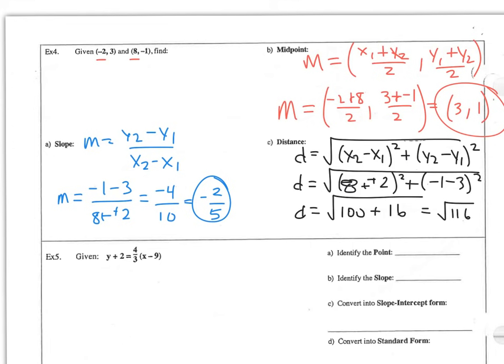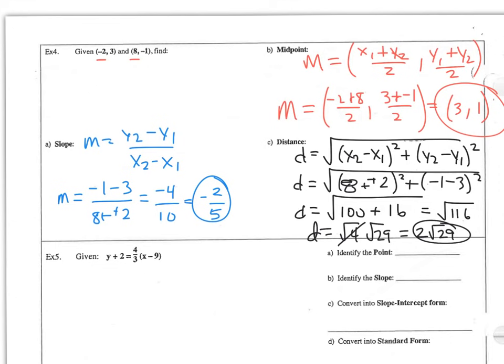All right, now one of the things that we can do with this is remember that 116 is divisible by 4. It is equal to the square root of 4 times the square root of 29. The square root of 4 is 2, so now we've got 2 square root 29. Always try and simplify your radicals if you can.